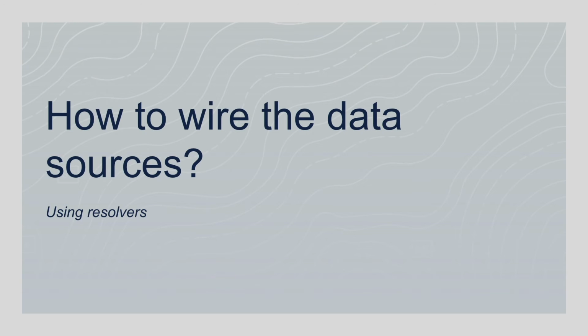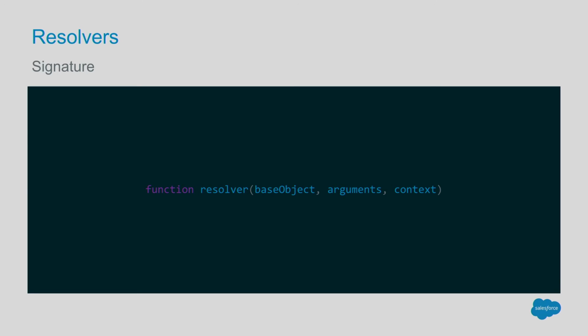So now that we have our type system in place, how can we fetch data from the different sources and aggregate those to create the response? And this is done via resolvers. So before going further, it's really important to understand how the resolver works. A resolver is a function that returns a promise and takes 3 different arguments. The first one is the base object. That's the object that we are currently resolving. The second one is the argument that is passed via the parameterized query. And the third one is the context, which is an object globally available in the resolution of the query.